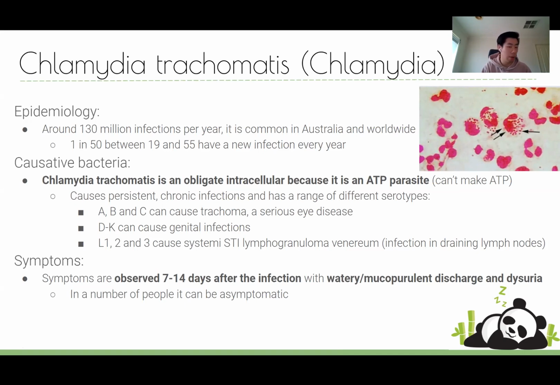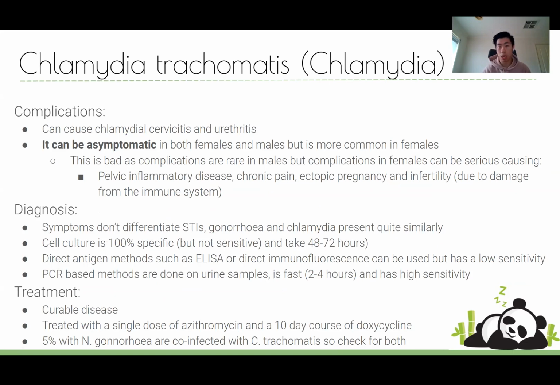Symptoms are observed 7 to 14 days after infection with a watery mucopurulent discharge and dysuria. However, that clinical symptom is generally hard to distinguish between all the different types of bacterial causes of STIs. It can be asymptomatic, which is a bad thing, especially for females. And it's worse for females because the complications that arise from these are also worse in females. So pelvic inflammatory disease, chronic pain, ectopic pregnancy, and infertility are all possible results. Your diagnosis can come from an ELISA or a PCR or cell cultures, and it's a curable disease with azithromycin and doxycycline, which are both just antibiotics.